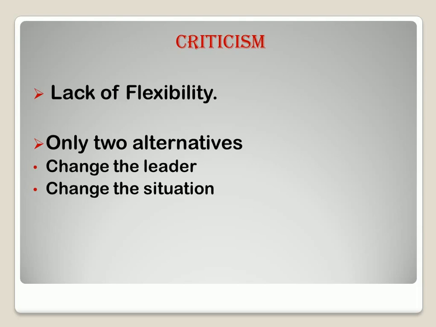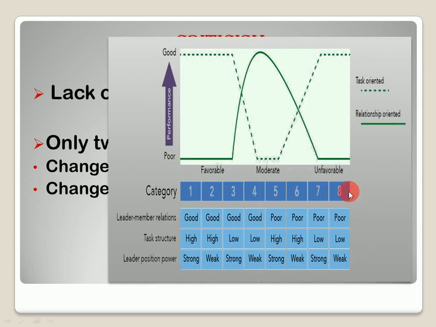So, if a low LPC leader is in charge of a group with good relations, doing unstructured tasks, and he has a weak position, like the fourth category as described here, then according to the model, the best solution is to replace him with a high LPC leader. Instead of asking the leader to use a different leadership style, it is recommended to replace him with a high LPC leadership style leader.